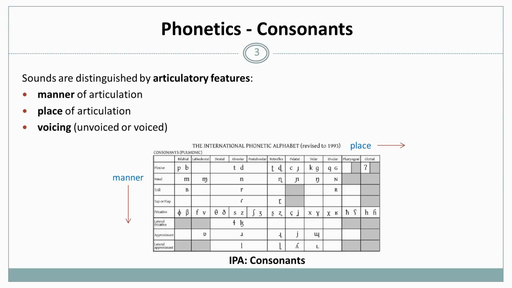In place, we literally have the place in your mouth where the sound is produced. For example, dentals involve the teeth somehow. You can see that there are sometimes two sounds in one cell, and then these differ by voicing. So, for example, p is the unvoiced and b is the voiced bilabial plosive.